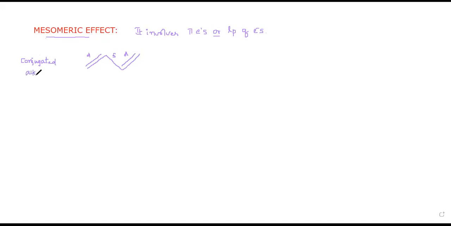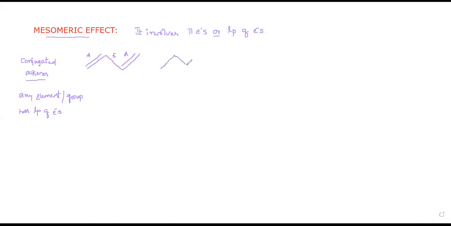In conjugated alkenes, or any alkene containing a hetero element, any atom or group that has a lone pair of electrons. Right, I will represent a group first. Let me represent a group.